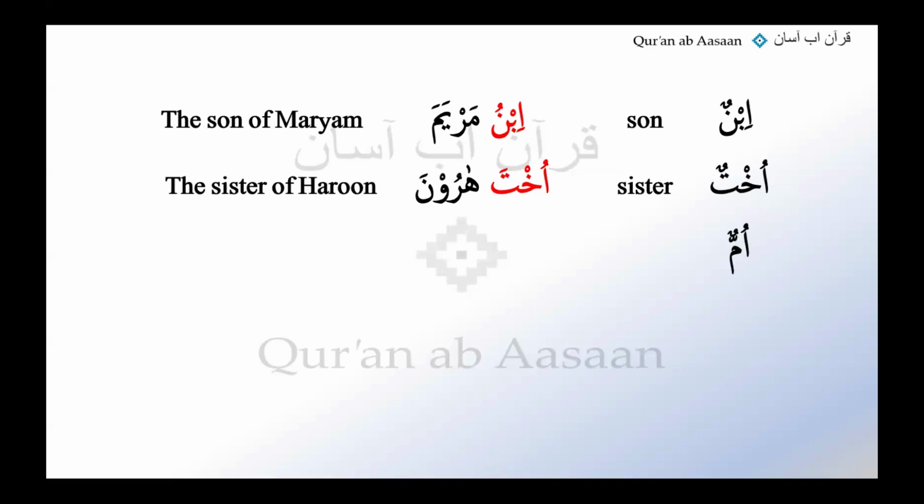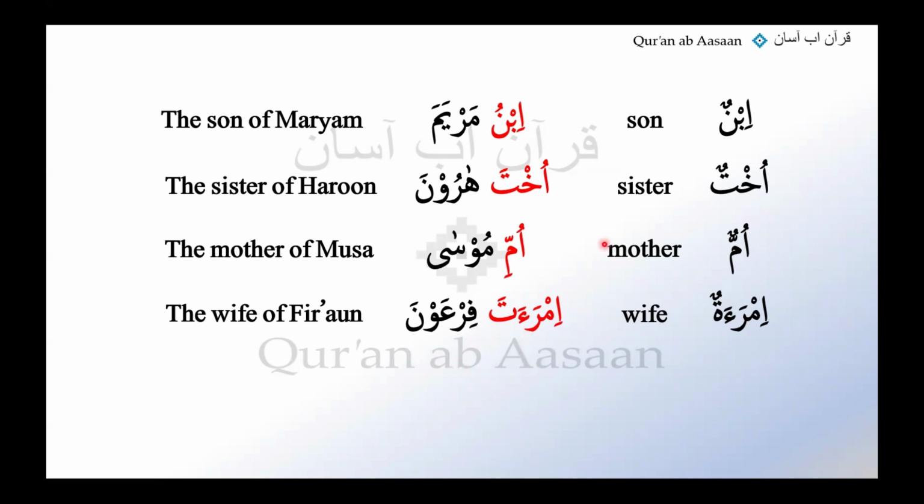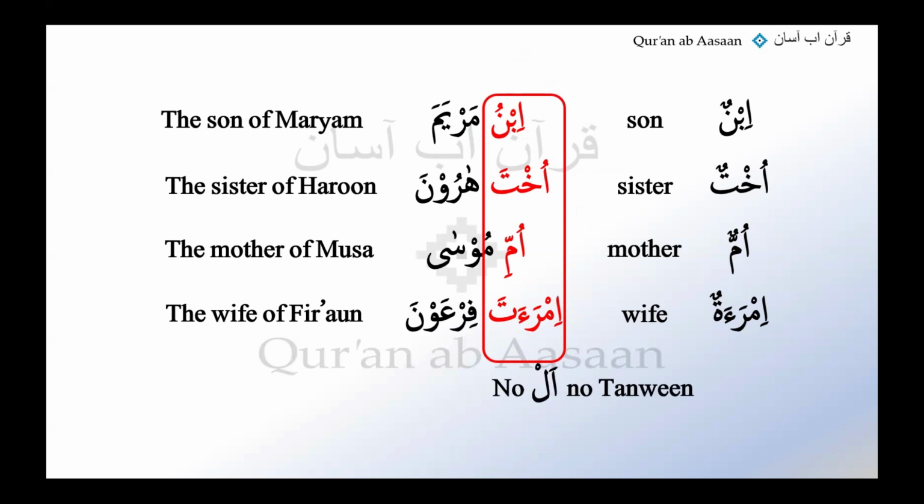What about Umman? Okay, most of you know this already, mashallah. Mother. Ummi Musa, the mother of Musa. What about Imra'atun? Okay, someone saying women, wife. Yeah, it's wife. All right. Imra'ata Firauna, the wife of Firauna. Okay. All right. What do you see common here? If you just look at the first noun, the first part in all these murakkabs, what do you see? A no al, no tanween noun, which we call a possessed noun. That's common in all of them.